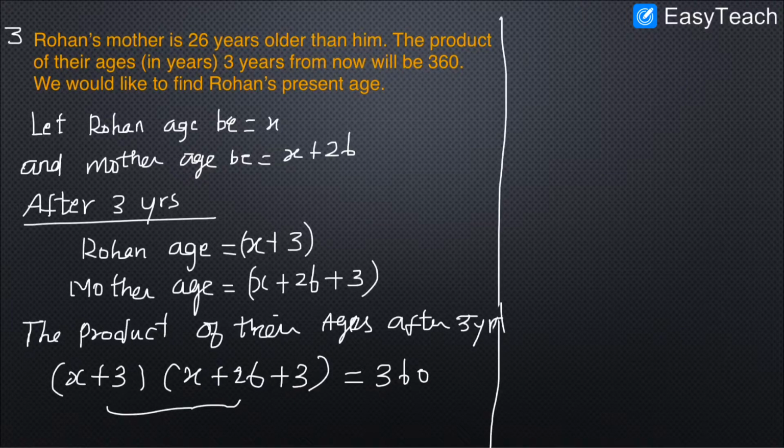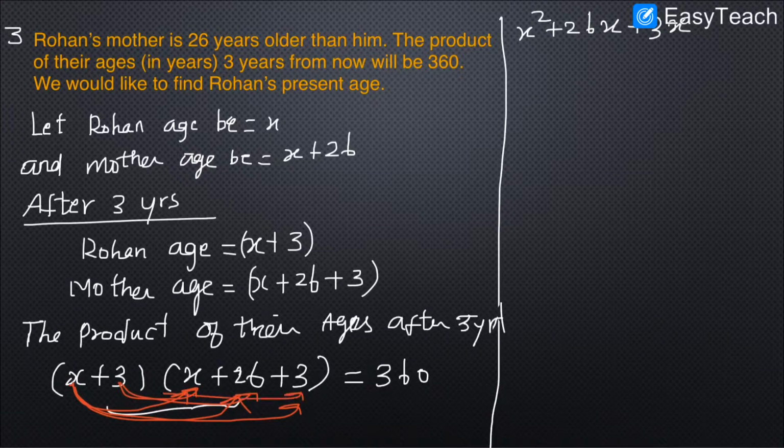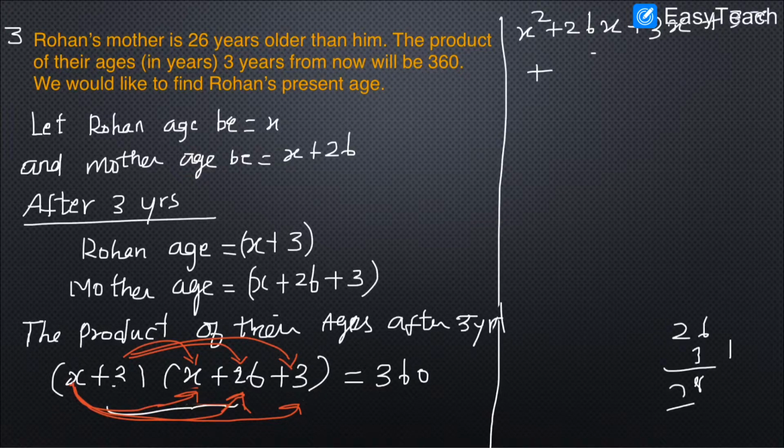Let's multiply one by one: x into x is x square, and then 26x plus 3x. The next step, I am going to multiply 3 into x, which gives 3x, then 3 into 26, which is 78, plus 3 threes are 9, equals 360.